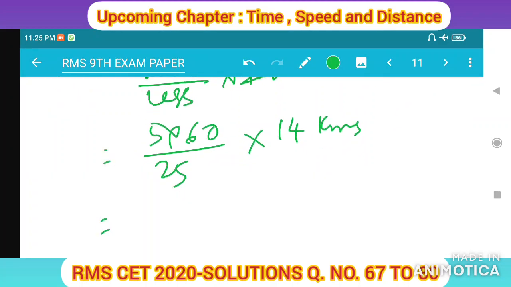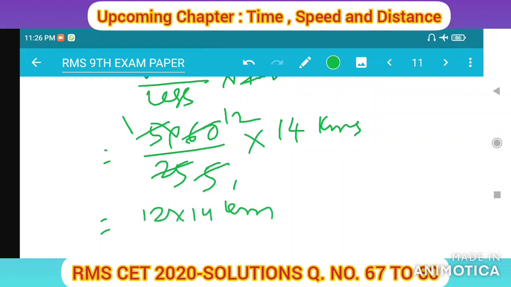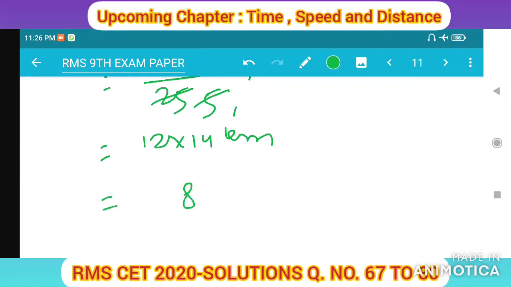Understood? Now see, 5 5s are 25. 5 1s are 5, 12 5s. Next, 12 into 14. 12 4s are 48. 12 1s are 12. 12 plus 4, 68. 168 kilometers. See, I am doing it by using the unitary method, very easy.